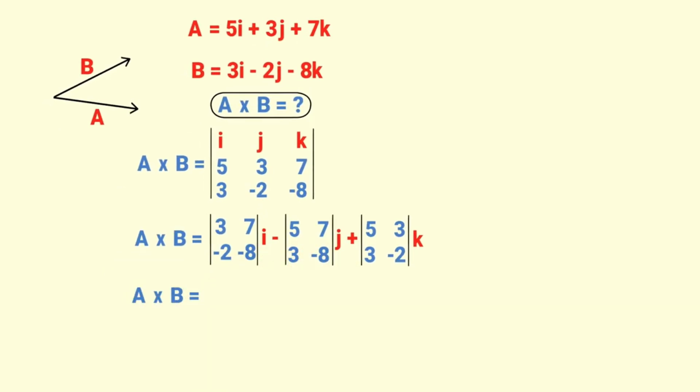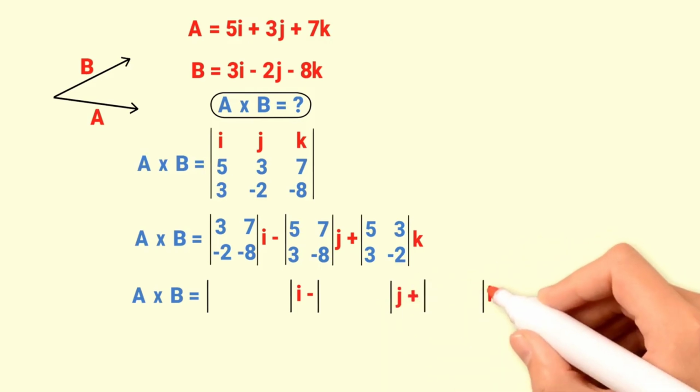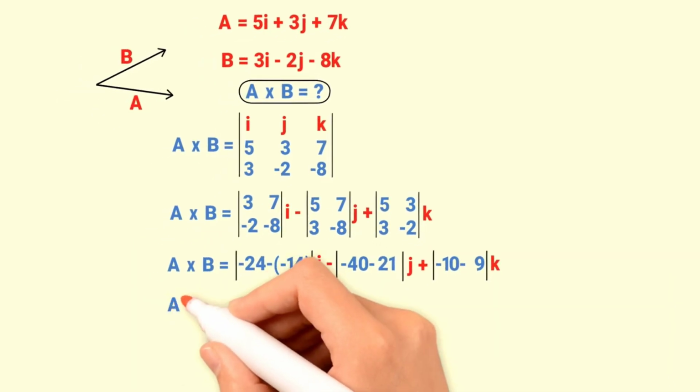I again write A cross B is equal to component i minus component j plus component k. Now here 3 into minus 8 is equal to minus 24. Minus 7 into minus 2 is equal to minus 14. And in this 2 by 2 matrix, 5 into minus 8 is equal to minus 40. Minus 7 into 3 is equal to 21. And in this 2 by 2 matrix, 5 into minus 2 is equal to minus 10. Minus 3 into 3 is equal to 9.